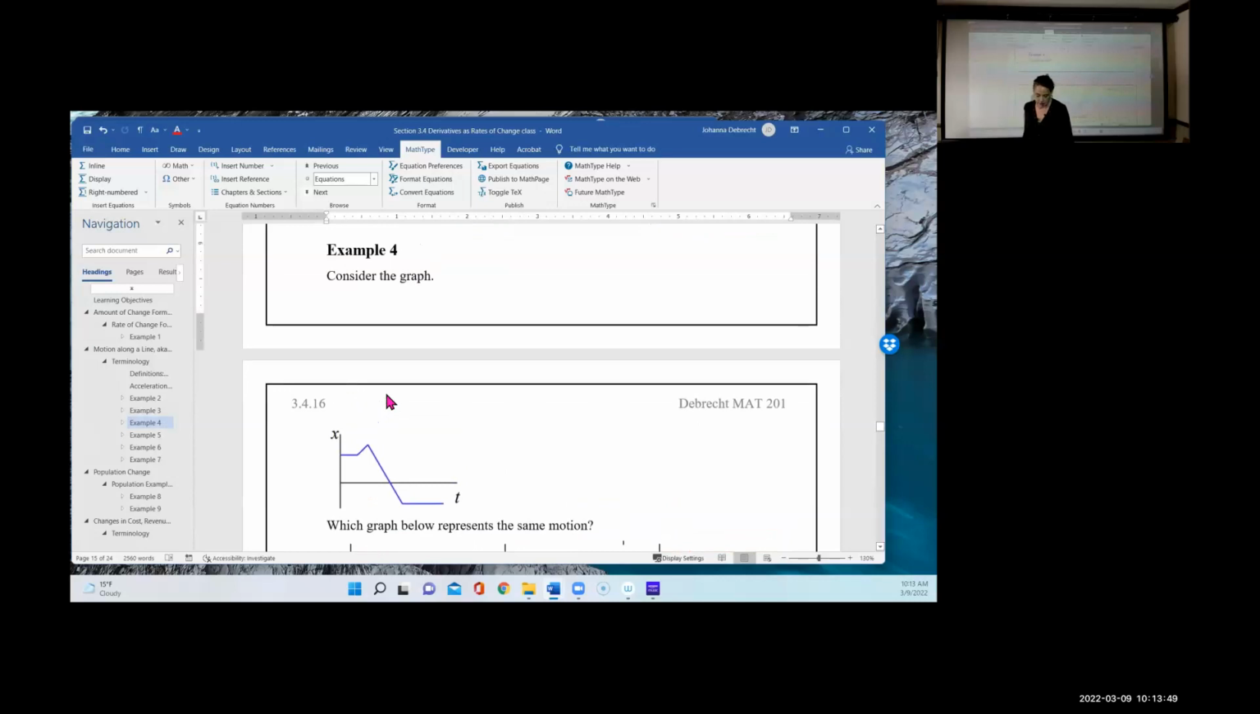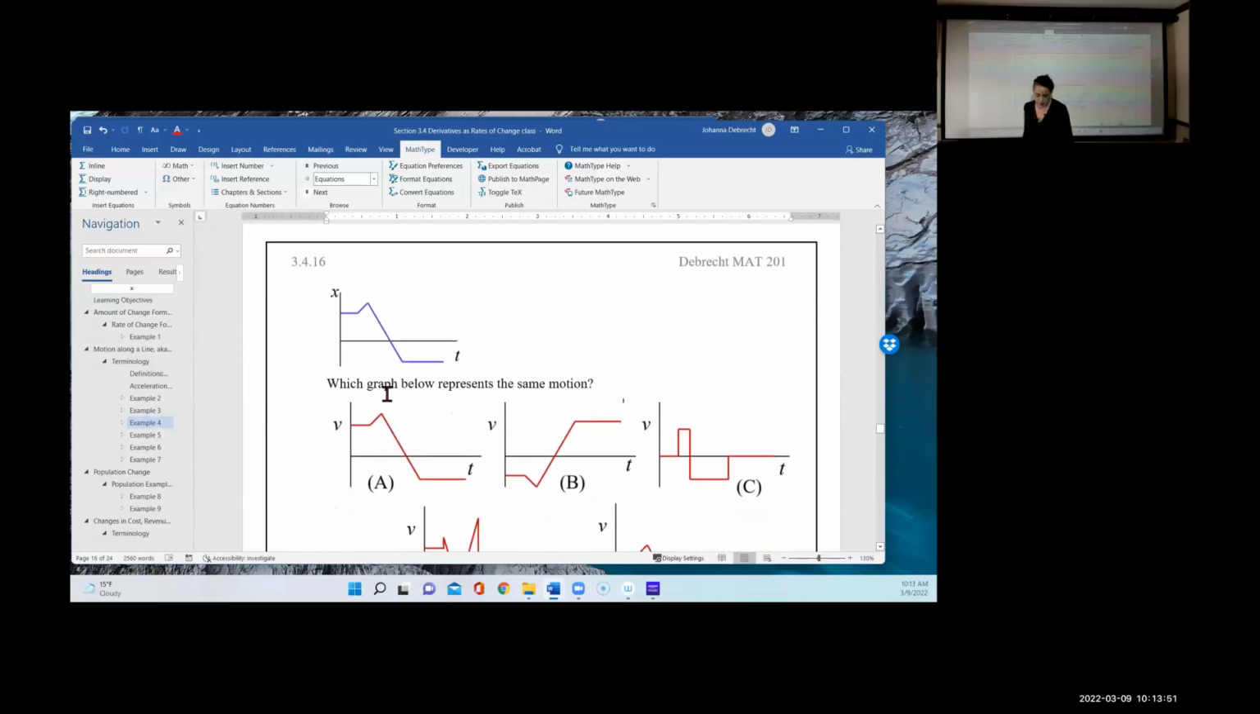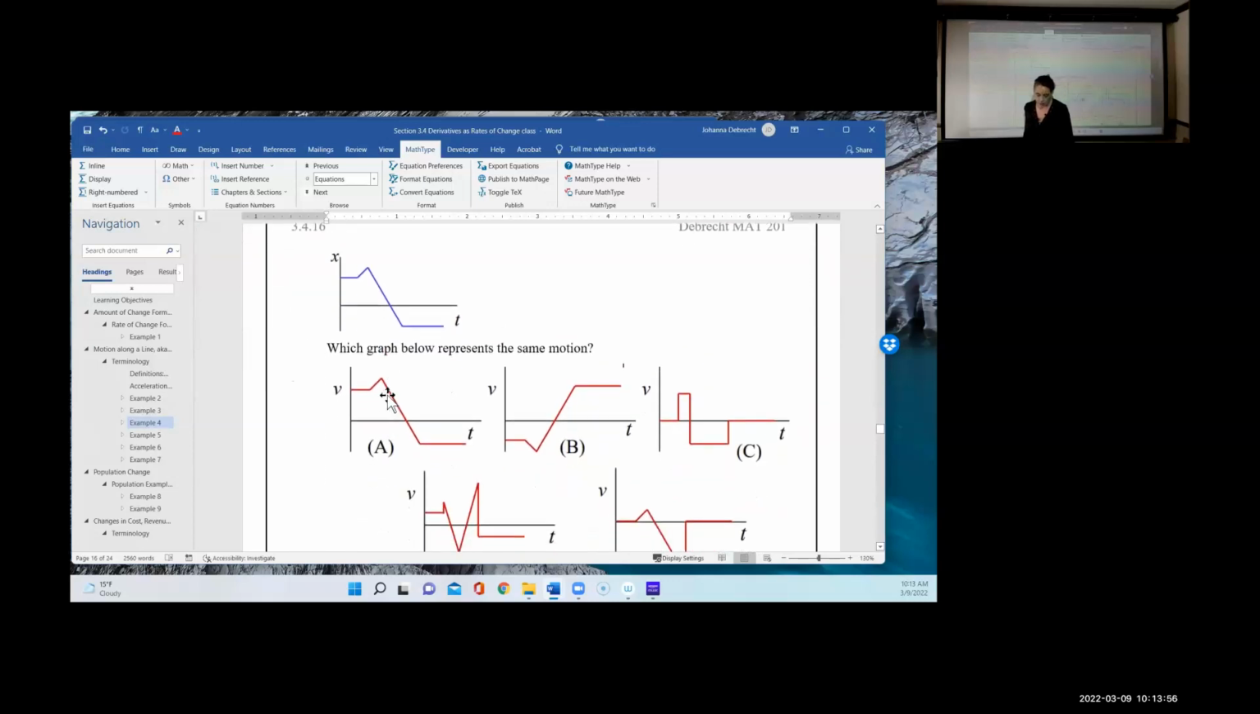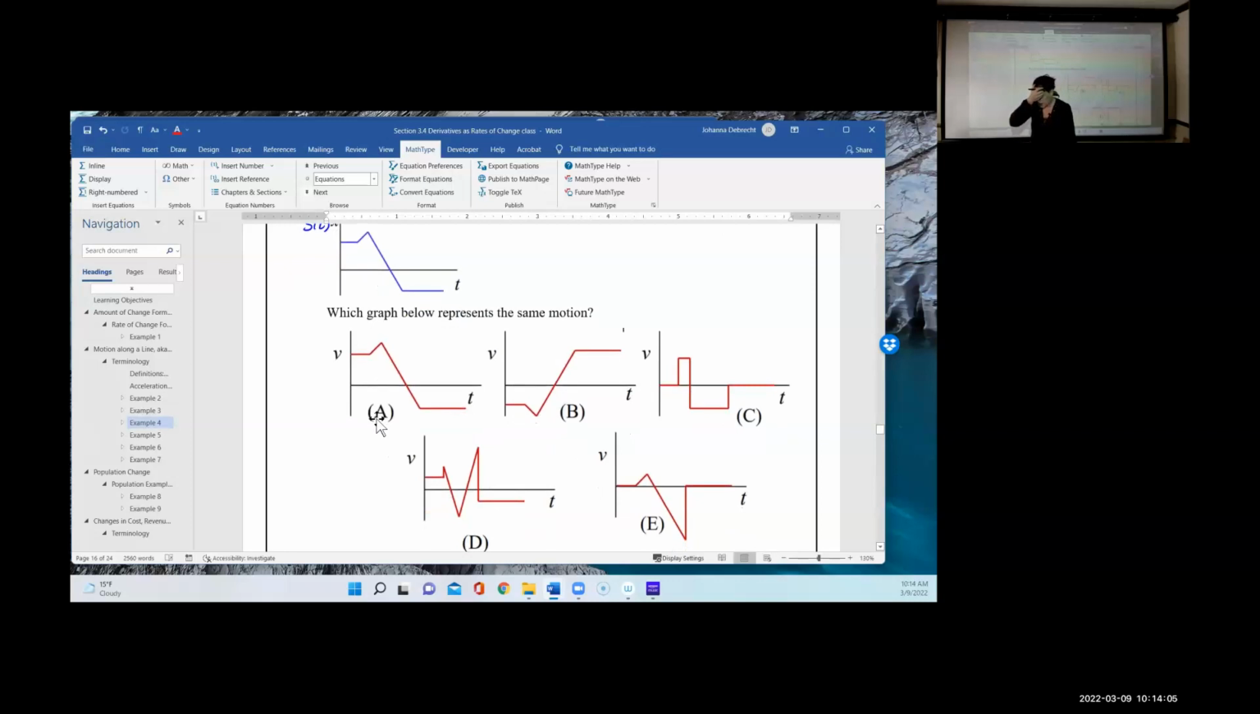All right. So we'll take a look at this graph right here. This is the graph, and we want to know, this is the graph of position versus time. So this is S of t. And we want to know which one of these red graphs is the graph of the derivative of it. So when we're looking at the blue graph, which one of these graphs down here represents the derivative of it?